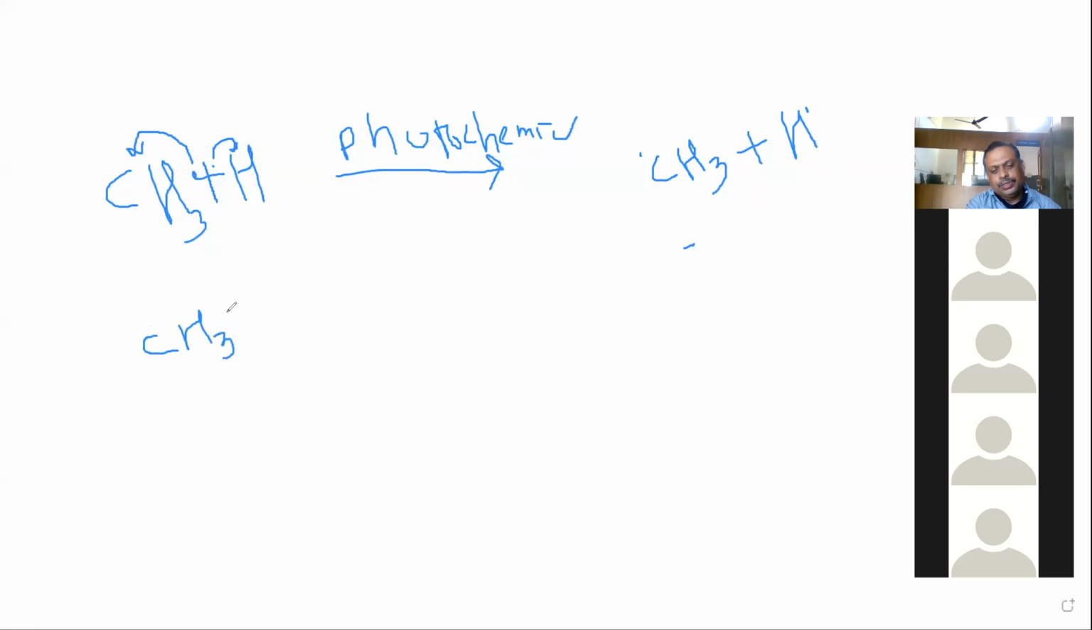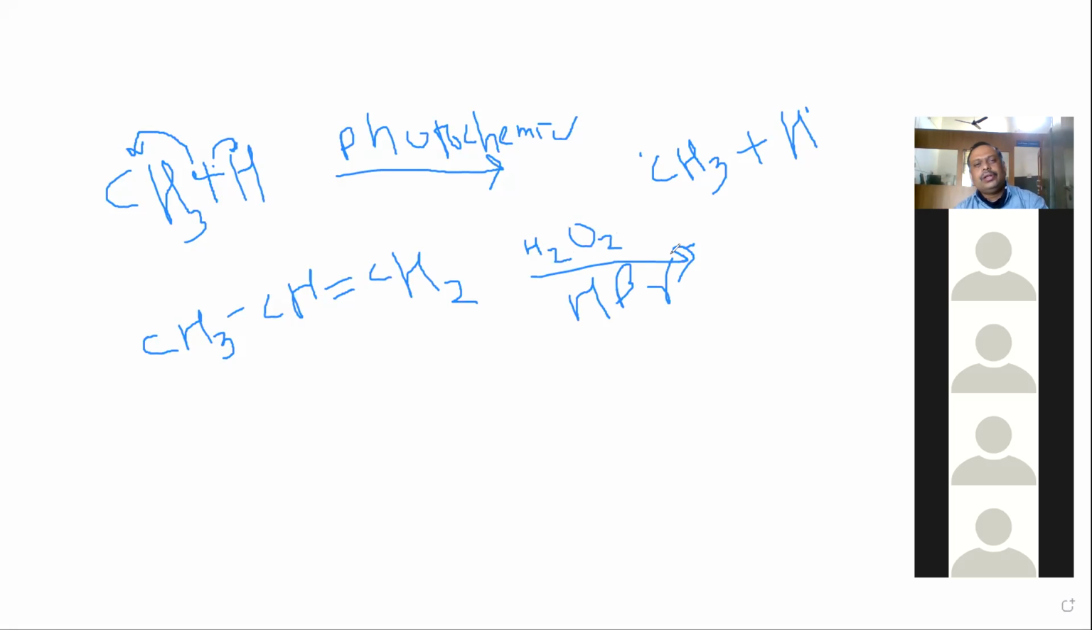CH3-CH=CH2. If you carry out the reaction in the presence of H2O2, hydrogen peroxide, and HBr, what happens? They generate free radicals like this: CH3, CH dot and CH2Br.